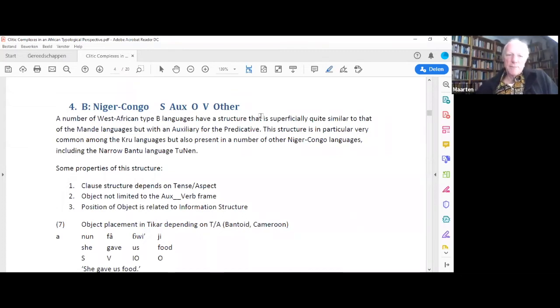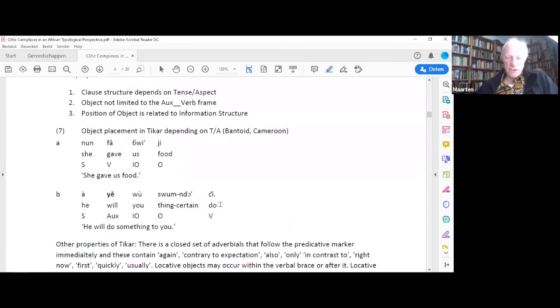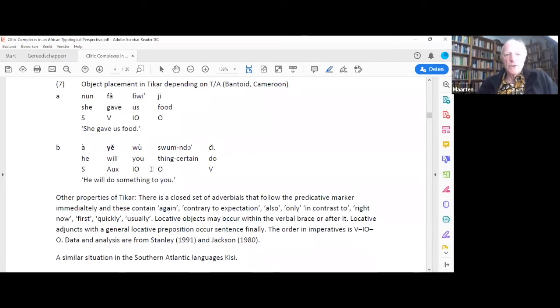And that position, if it's not depending on tense aspect, it will also reflect information structure, which also does in Cushitic, remember, Somali, we had focus markers. So as an example of this kind of S-aux-object-verb language, I take Tikar, a Bantoid language of Cameroon. Subject, she gave, indirect object, food, object. So that is a common order, but you can also have the order with the future auxiliary marker, where you have the subject, auxiliary marker, the indirect object, and then the object, and then the verb. These orders, indirect object closest to the verb and then the object, are mandatory for the ones that come after the verb, and mandatory for the ones that come in the verbal brace.